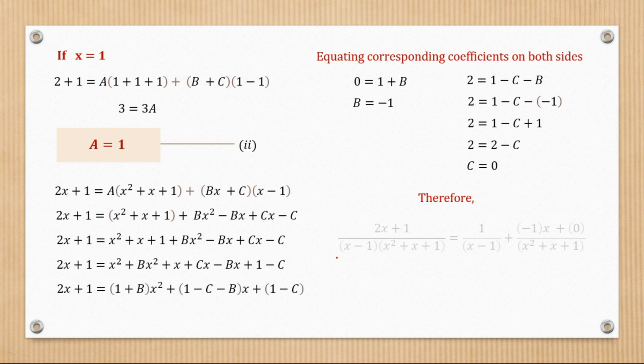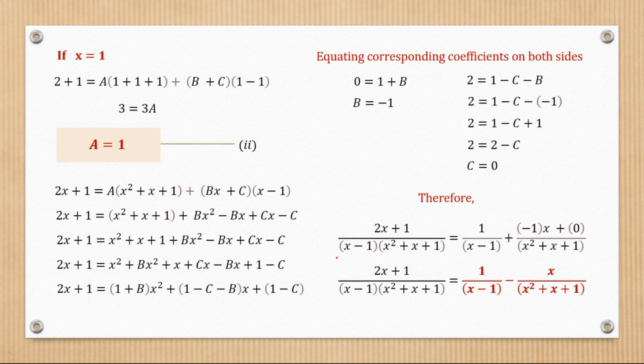So now that we know that, this is what we have: 1 over x minus 1 plus negative 1 x plus 0 over x squared plus x plus 1. And therefore finally we have 1 over x minus 1 minus x over x squared plus x plus 1, and that is the answer we're looking for.